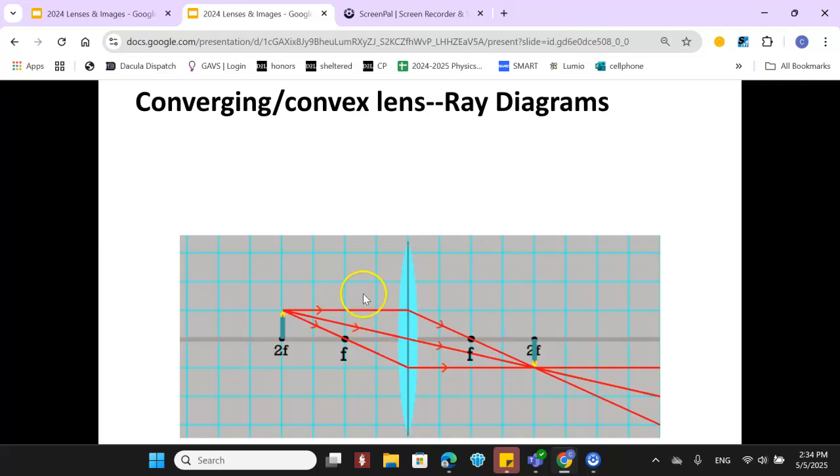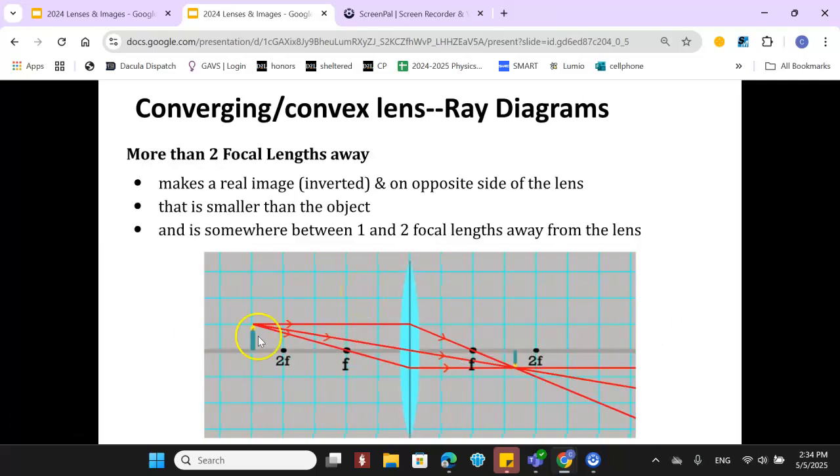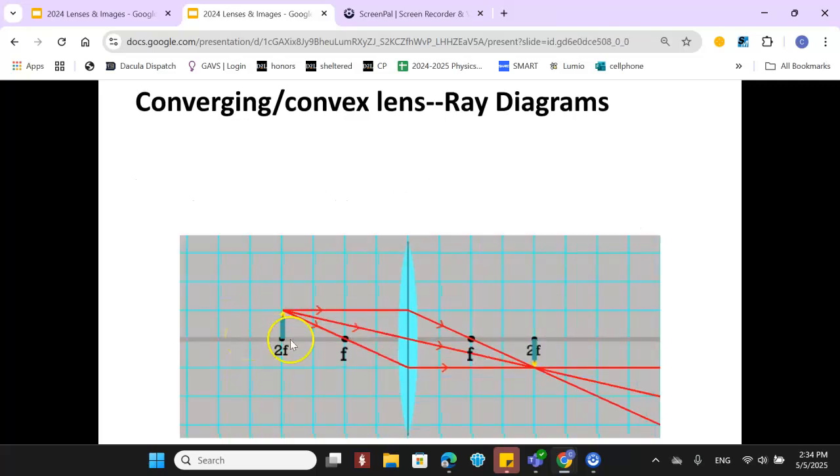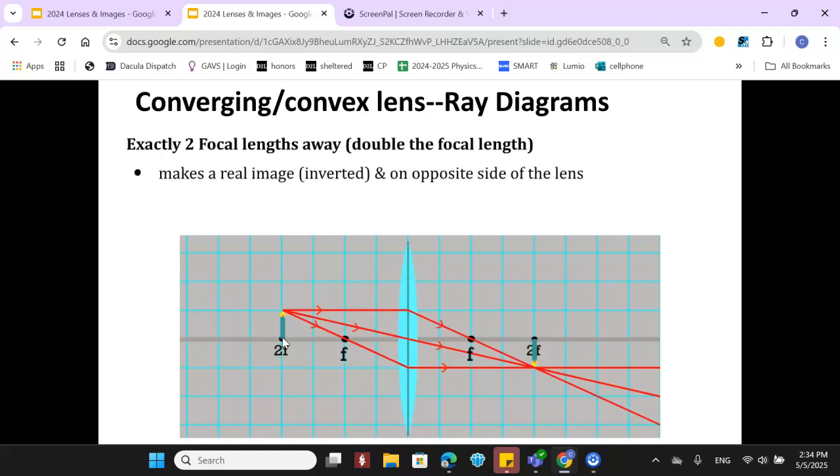So for the next one, we're going to move it a little bit in. So this one was past two focal lengths. This one is going to be right at two focal lengths. So right at 2 focal lengths, or double the focal length, it's going to again make a real image on the opposite side. It's actually the same size as the object.